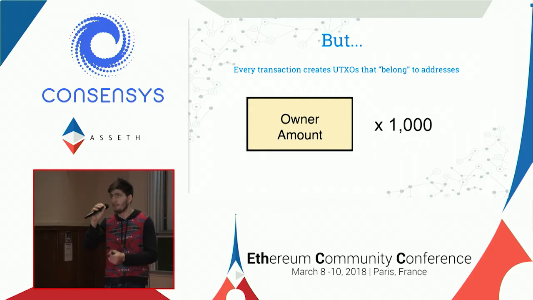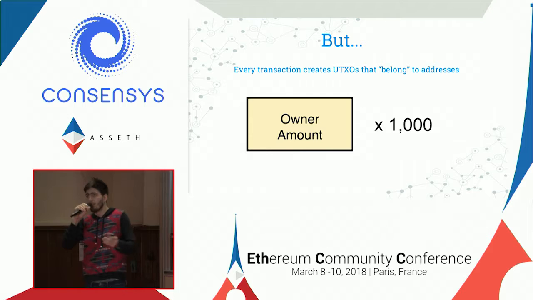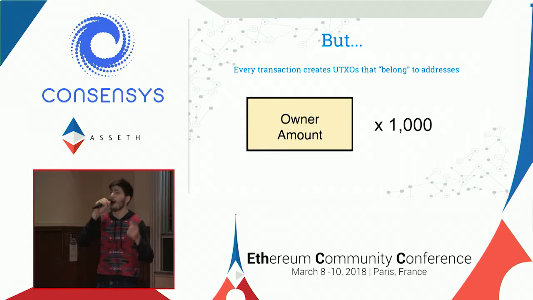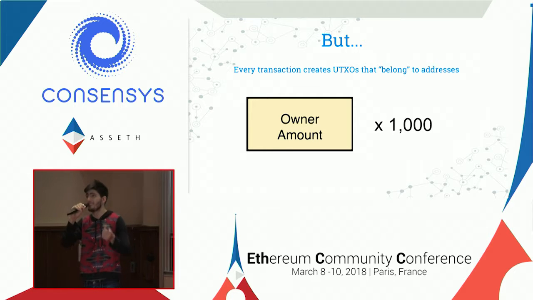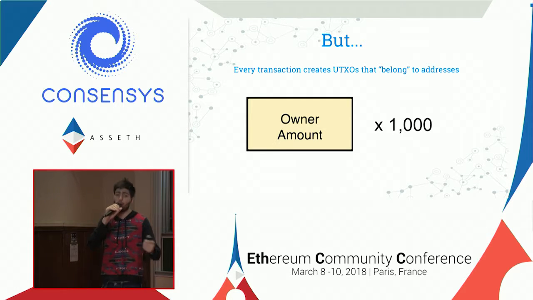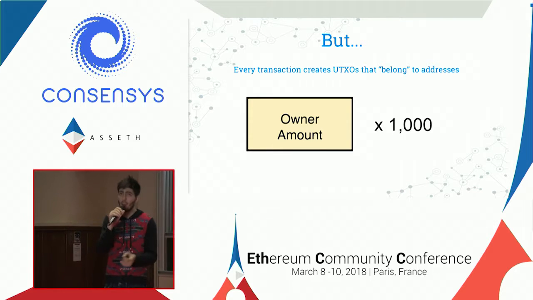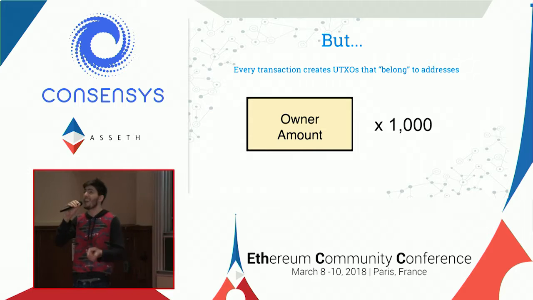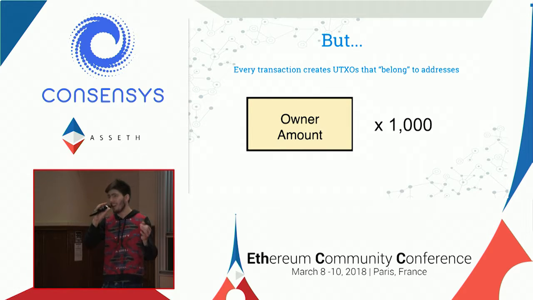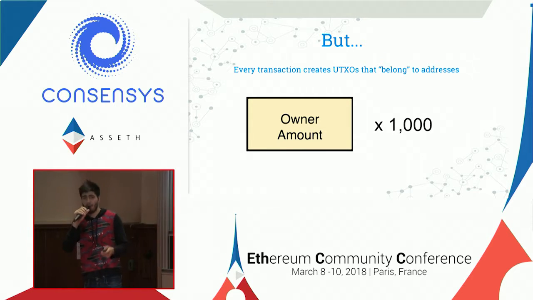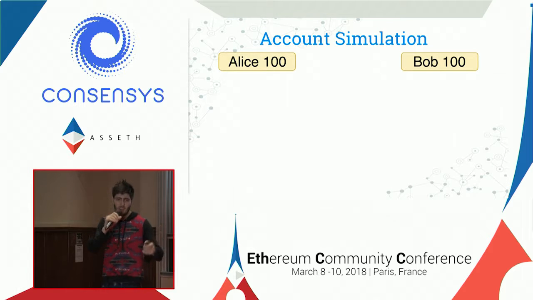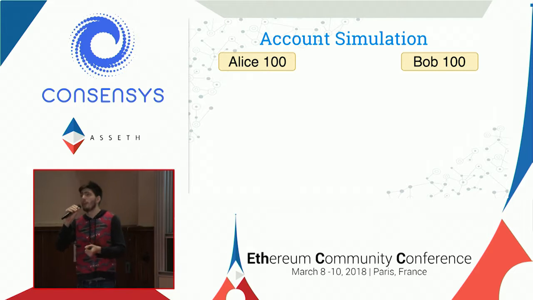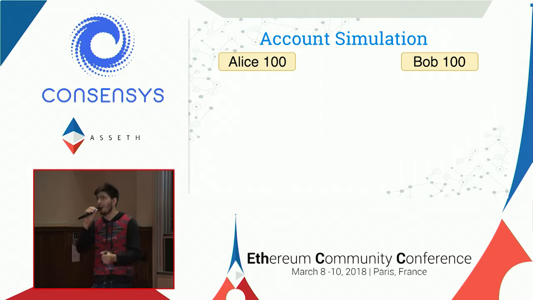And so in terms of maneuvering these around, it's quite difficult because the way Plasma MVP works is if anything goes wrong, everyone has to exit within a given amount of time. And so if one user has 1,000 UTXOs, that means they would have to perform 1,000 exit transactions on Ethereum. And we don't want anyone to have to do that. So we use account simulation. And what account simulation is basically doing is 2 UTXO transactions to simulate accounts.